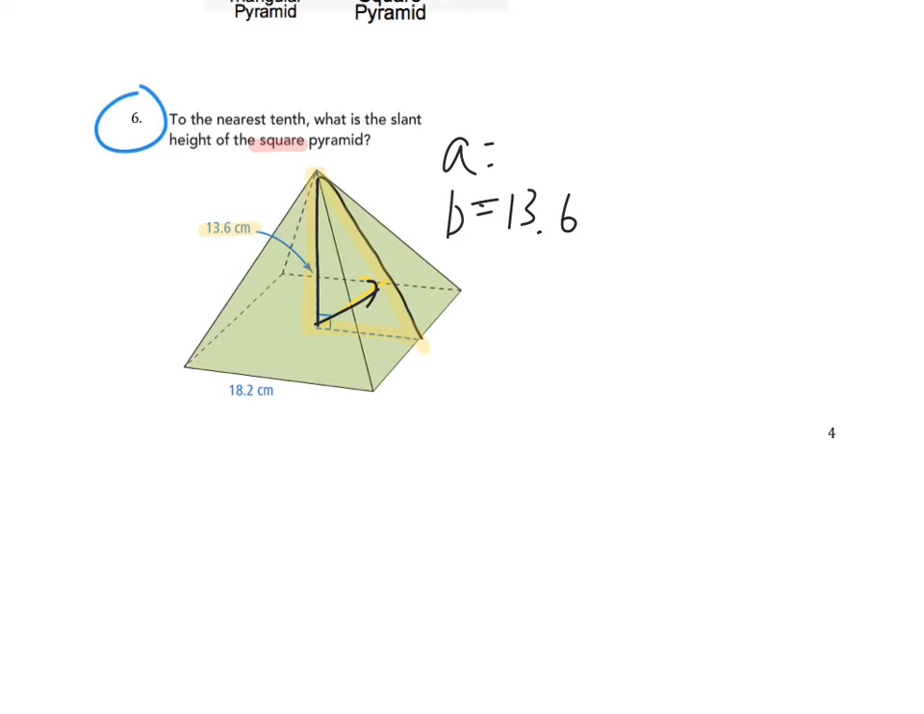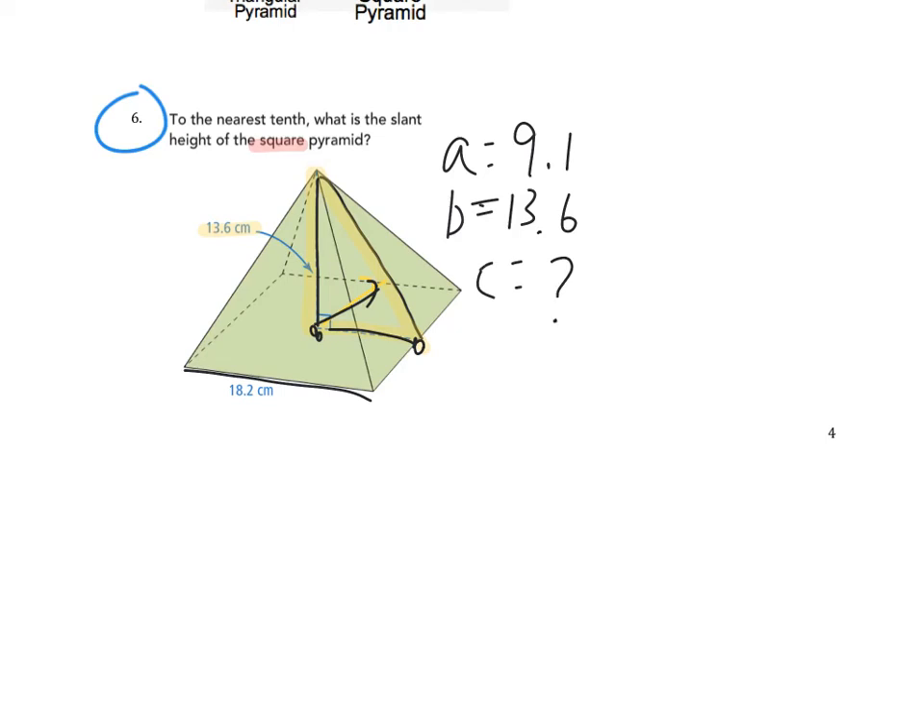What about a? Well, a is not 18.2. 18.2 is that whole distance. It's the whole side length. I just want half of it right there. This distance from here to here is half of 18.2. So half of 18.2 is 9.1. So be careful about that. And we're trying to find c. We don't know what c is.